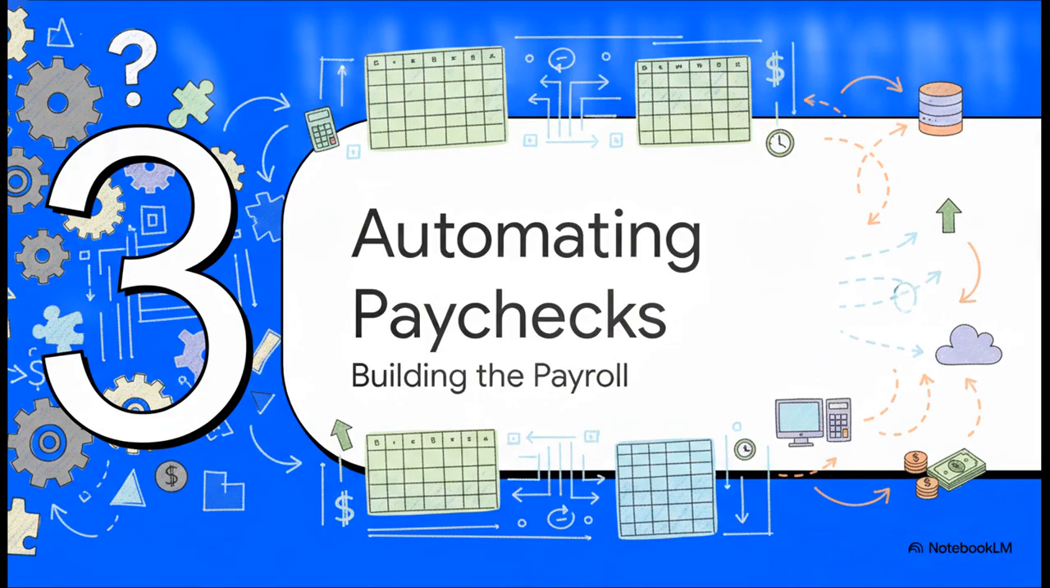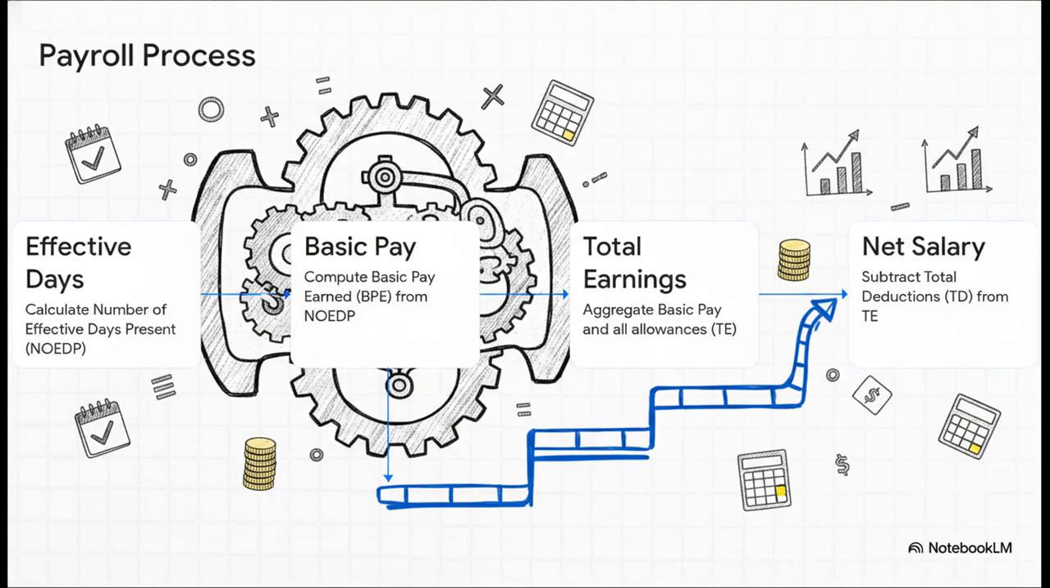All right, Section 3, automating the paycheck. Let's see how we actually build this thing. Putting this engine together requires a really logical step-by-step progression. First up, we program the spreadsheet to figure out the effective days present. That's basically the days in the month minus any unpaid leave. Step 2 uses those days to compute the basic pay earned. For Step 3, we aggregate all those fancy allowances we just talked about into total earnings. And finally, Step 4 knocks out the total deductions. It's literally a perfect repeatable sequence.